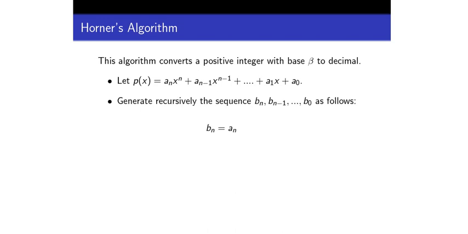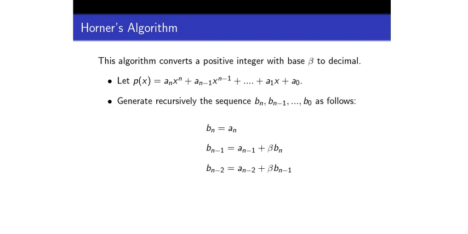Okay, so generate recursively the sequence bn to b naught. As I told, bn is equal to an. Then bn minus 1 is an times beta plus an minus 1. If you recall, if you replace bn by an and beta by x, actually you are going to get the same.